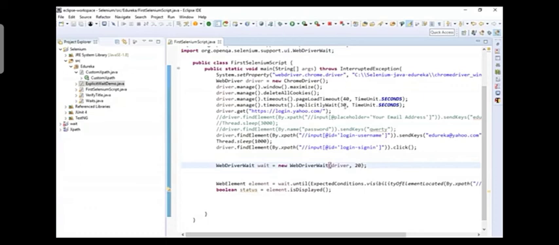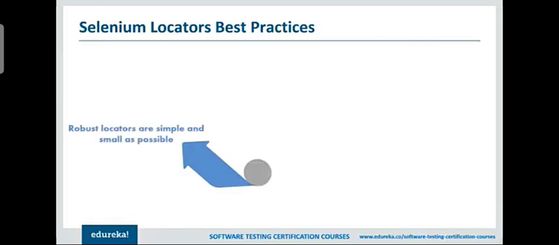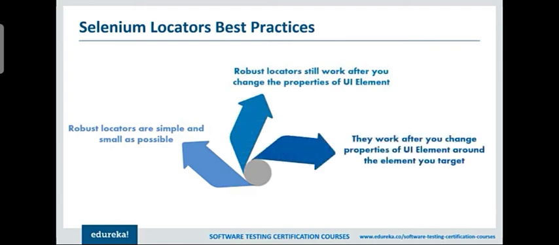But implicit wait once set cannot be changed as it is a global wait and it is applicable to the entire program. But for WebDriverWait, that is your explicit wait, you have to keep on creating a WebDriverWait for specific elements. So it goes like that. Simple. So these are some of the best practices for locators. That is, they are as simple and small as possible and they work even after you change the properties of the UI element around the element you target.